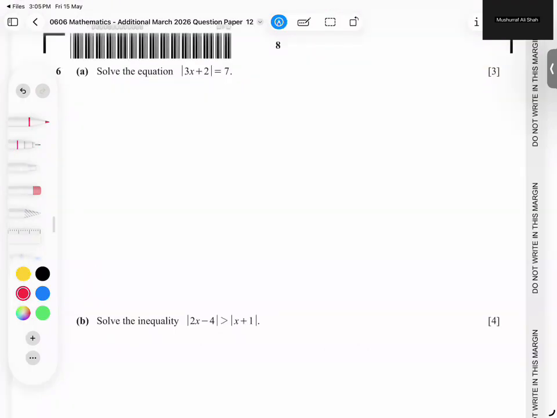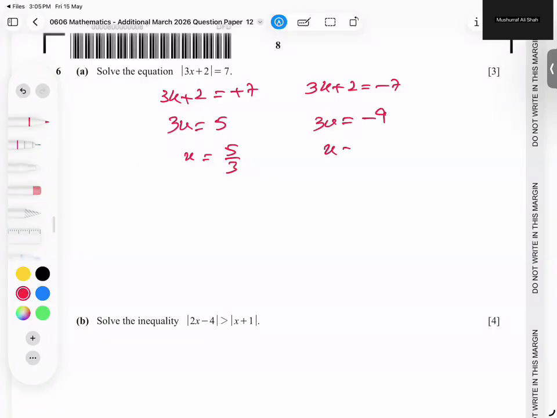Question number 6, students, solve this equation. We have two ways. One way is squaring both sides, which we normally do whenever there is a 2x involved. In this kind of question, I can say one time positive 7 and one time negative 7. So 3x is equal to 7 minus 2, 5, and x is 5 over 3. Here, getting negative 9, and x becomes negative 3. So I think this part is very clear, not hard at all. And this is done.